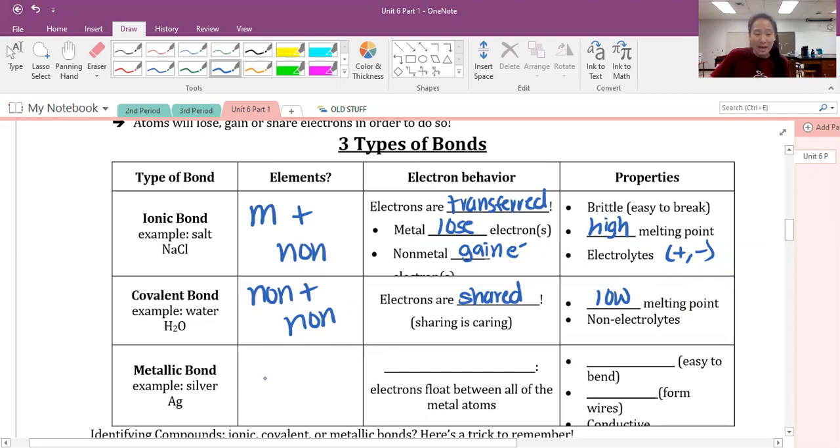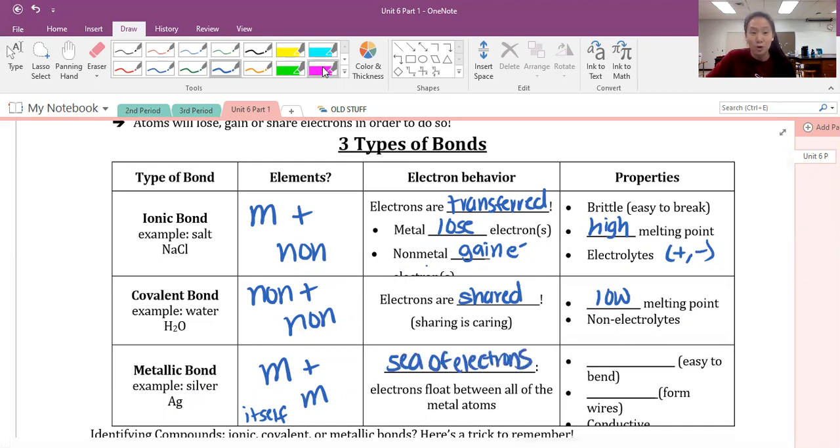The next one is your metallic bonds. This is when you have a metal usually bonded to itself, or it could be bonded to another metal, but generally speaking, it's talking about bonding to itself. Like silver is bonded to itself and silver can bond to itself again. So it's just continually bonding to another metal, right? A special property that metallic bonds have is something called the sea of electrons. This is a phrase you really have to know.